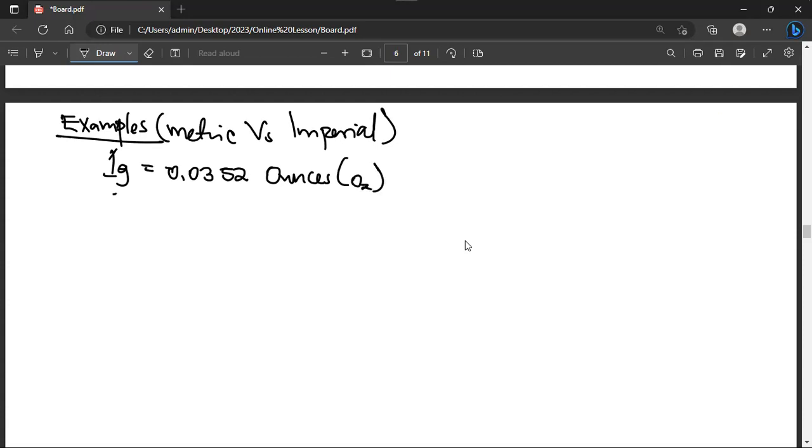Then we have 1 kilogram equivalent to 2.2046 pounds. The short form for pounds is LB. All right, here we go.